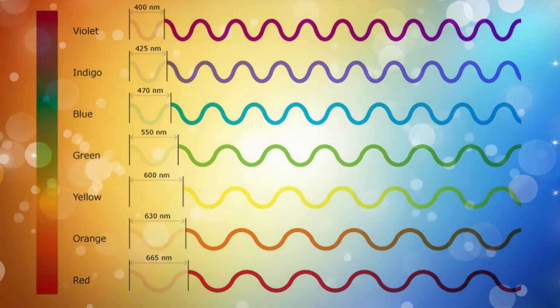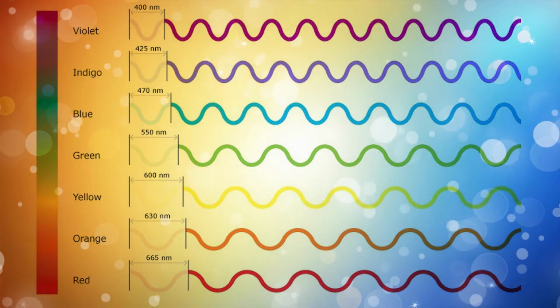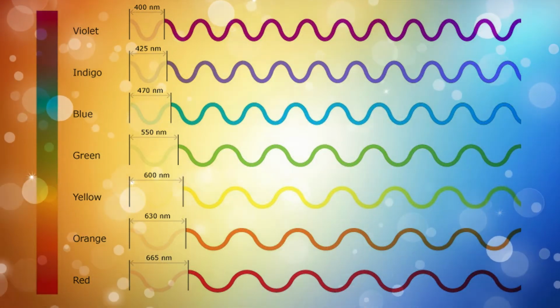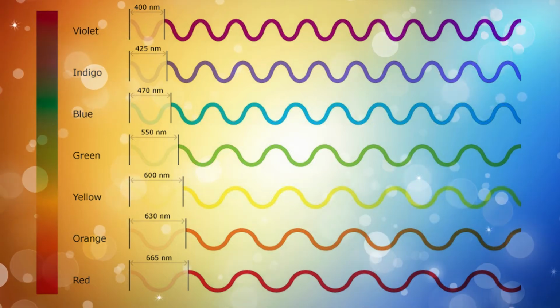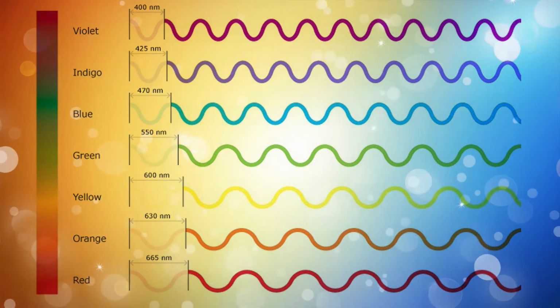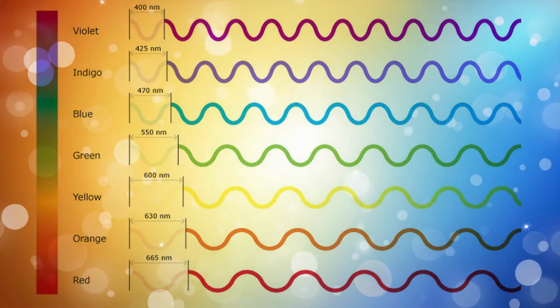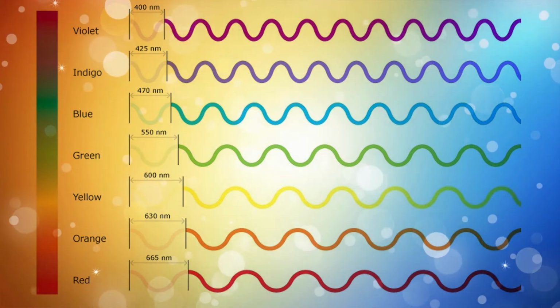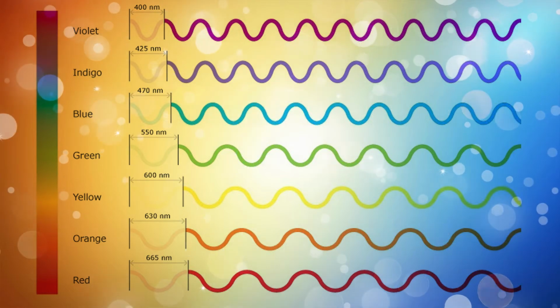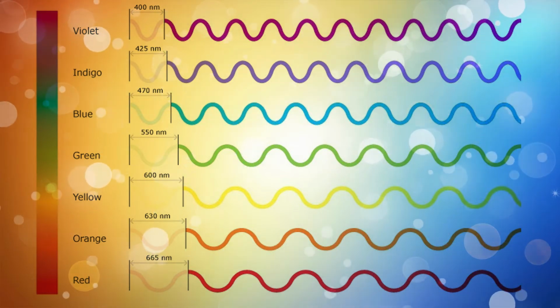Wavelength is the distance between consecutive crests in a wave. In a rainbow, as we move from violet to red, the wavelength of colors increases. Violet has the shortest wavelength, while red has the longest wavelength.